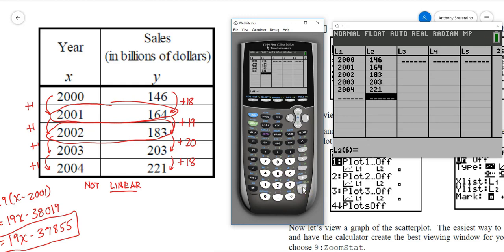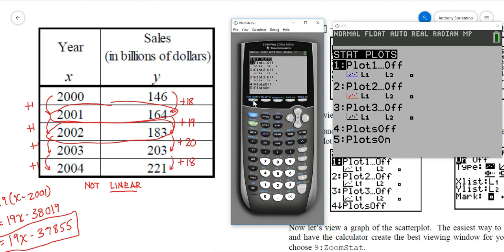The first thing I could do is plot a scatter plot. I'm going to do a statistical plot, so this is stat plot. I'm going to hit second and my y equals at this point. And I can see what kind of plot is on and off. It'll let you do up to 3 different plots. I wouldn't really want to do more than that.